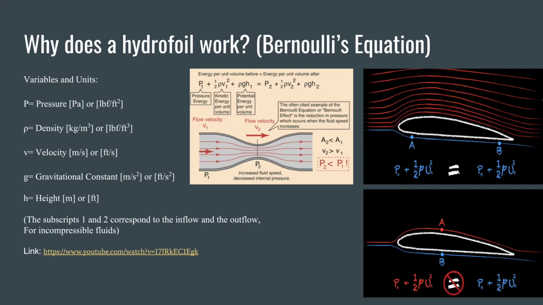The equation reads P1 plus 1/2 rho V1 squared plus rho g h1 is equal to P2 plus 1/2 rho V2 squared plus rho g h2. In this equation, P is the pressure in pascals or pound force per feet squared, rho is the density in kilograms per meter cubed or pound force per foot cubed, V is the velocity in meters per second or feet per second, and h is the height in meters or feet. More specifically, 1/2 rho V squared is the kinetic energy per unit volume, and rho g h is the potential energy per unit volume. The subscripts refer to which scenario the variable is referring to.